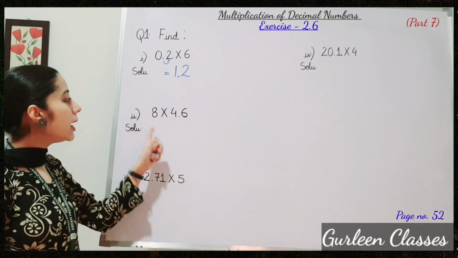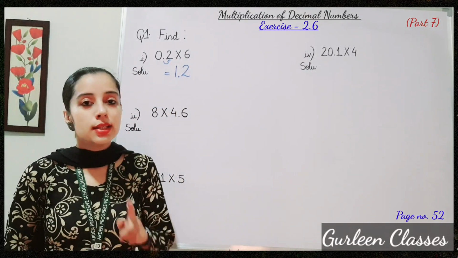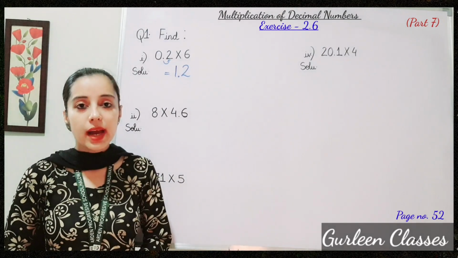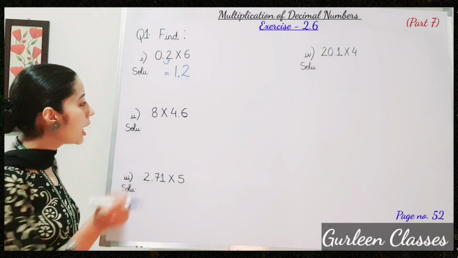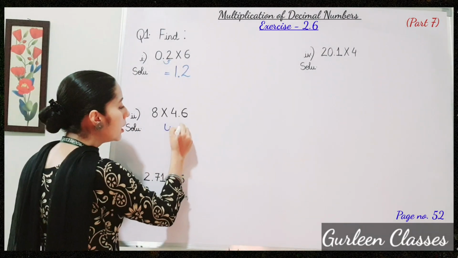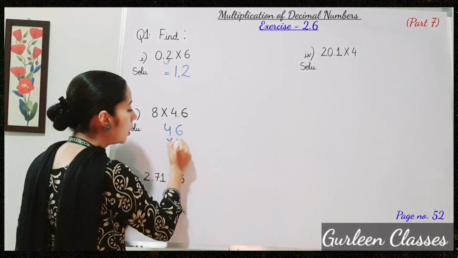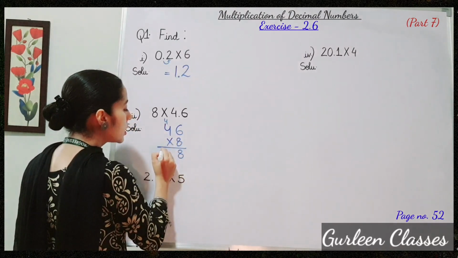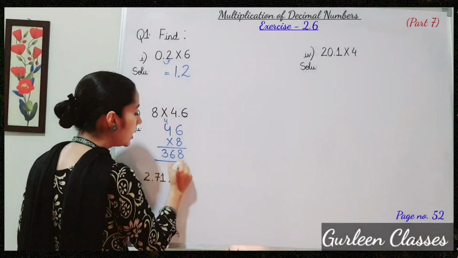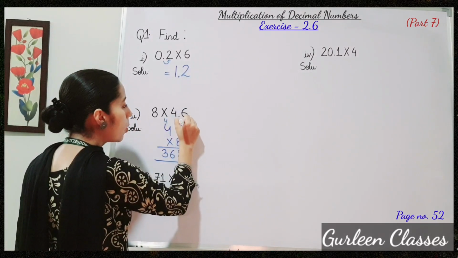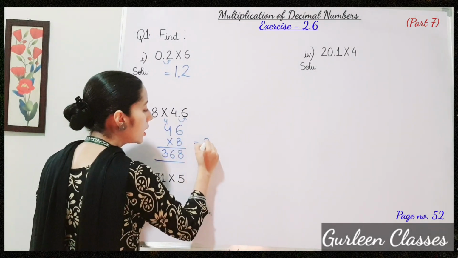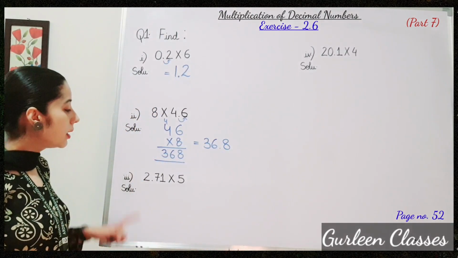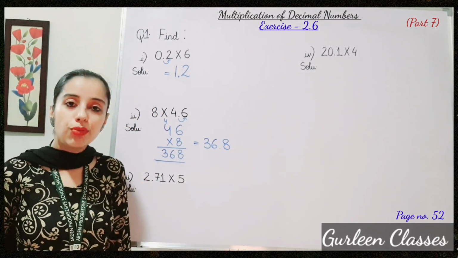B) 8 into 4.6. Students, these questions are based on multiplication of a decimal by a whole number. So here you have to ignore the decimal point. 46 into 8. 6 8s are 48. 8 4s are 32 plus 4, 36. After the decimal point you have one digit. So your answer is 36.8.